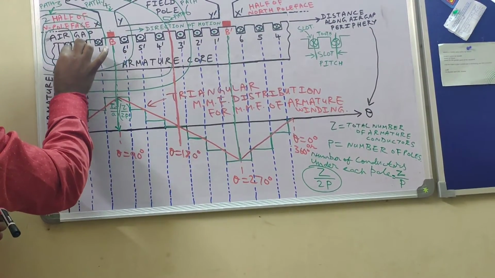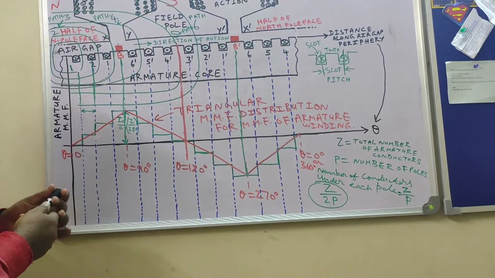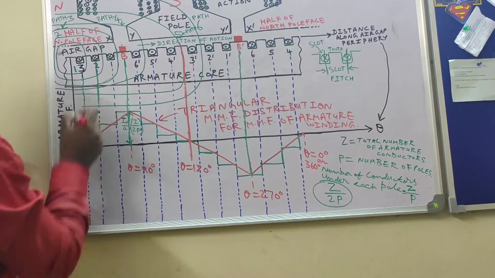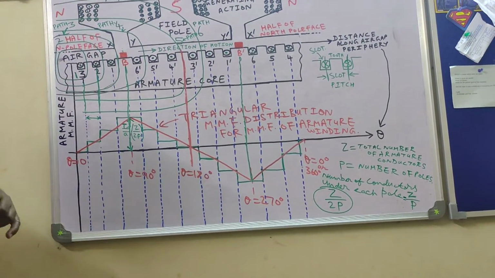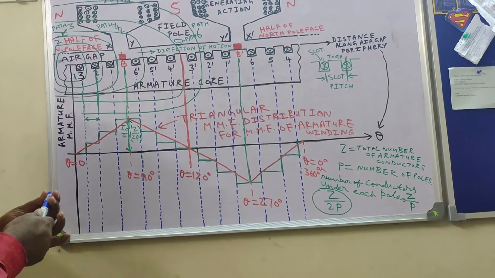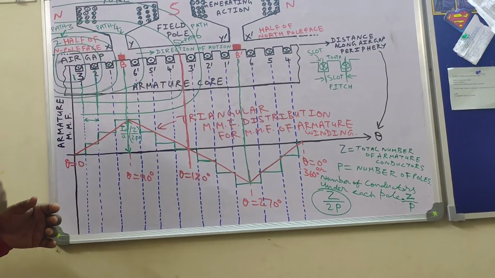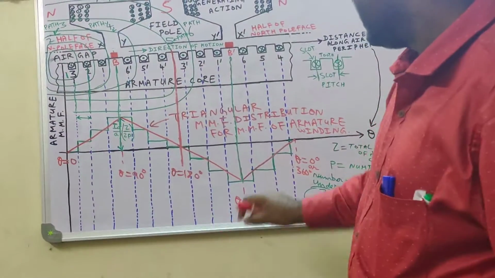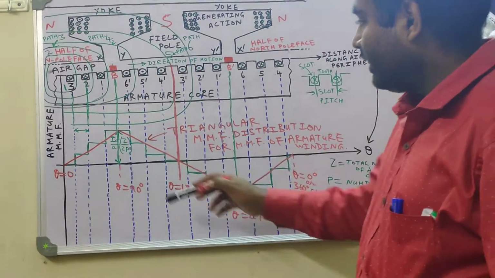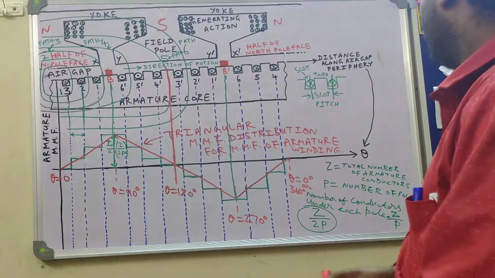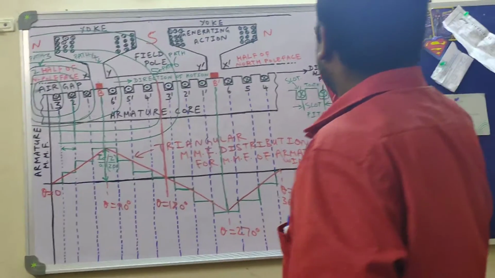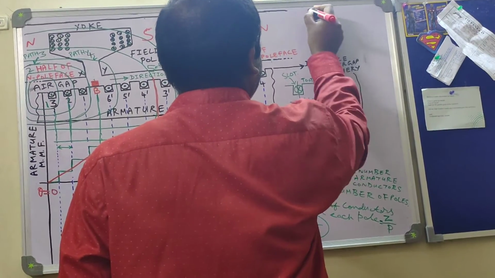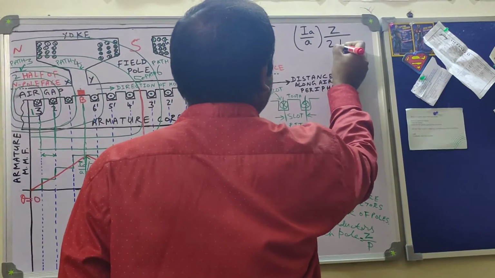That is the thing which I want to discuss, that you should observe: the armature MMF is 0 along the polar axis, or the direct axis, or D axis, isn't it? And it is maximum along the interpolar axis. This is the point we want to find out. And also we see the peak of the armature MMF. How much is it? It is given by Ia by A multiplied by Z by 2P.